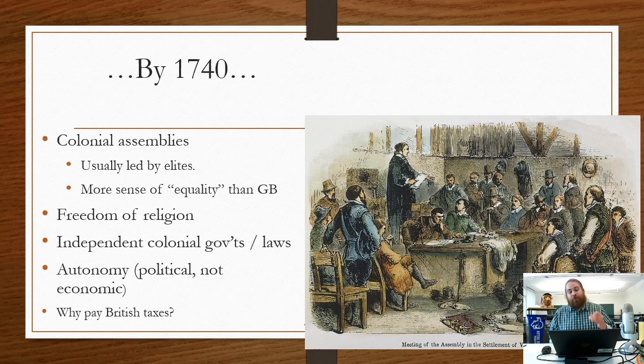But by the 1740s, Britain had begun to put their hands a lot more into the politics of the colonies. And so by 1740, most of the colonies have some type of assembly. And there's more of a sense of equality, more people are involved in government, more people want to vote. And so that's going to be a big thing in the Americas. Freedom of religion is available in every colony by 1740. And so ultimately, by the time of the run-up to the American Revolution, all the colonies had some similar things happen.